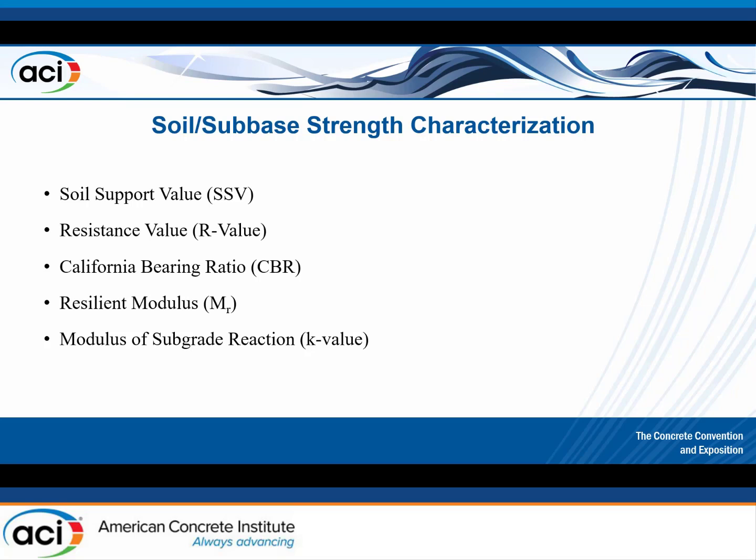We can use what's called a soil support value. That's kind of an old value that was used in the AASHTO design methodology many years ago. We don't really see that used very much anymore, or calculated. Resistance value, or the R value, the CBR, or California bearing ratio, that's one that probably most folks, when they do pavement design, recognize as that CBR value. There's resilient modulus and modulus of subgrade reaction. So we'll talk about those a little bit.